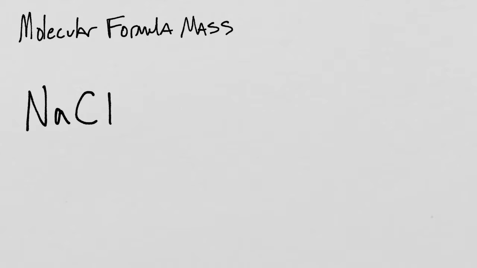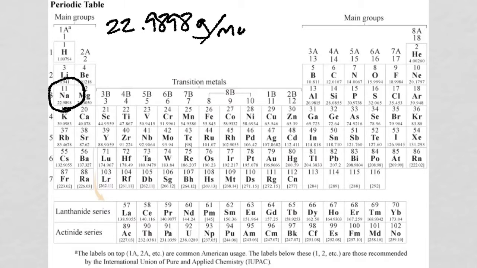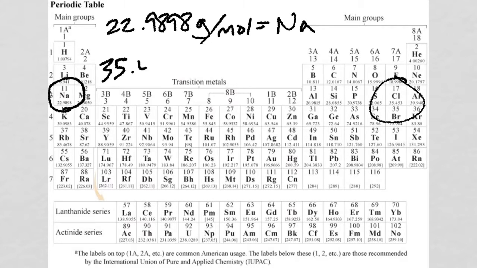Something like sodium chloride. Now we're going to need to know what the periodic table values for both of these elements are. And from the periodic table we can see that sodium has a molar mass of 22.9898 grams per mole. Now that's for sodium. And chlorine is 35.453 grams per mole.